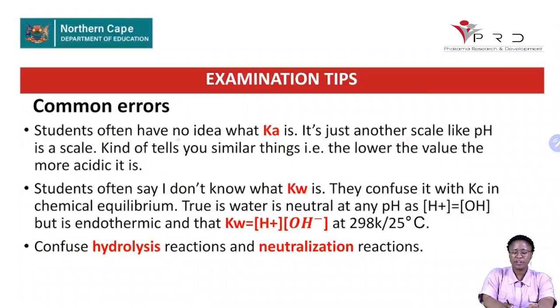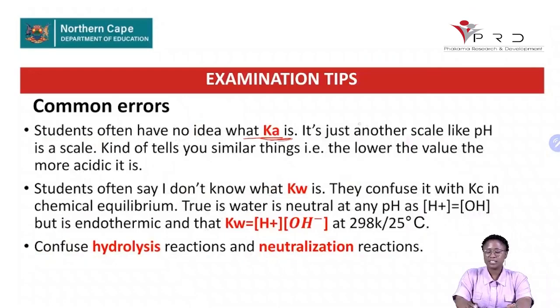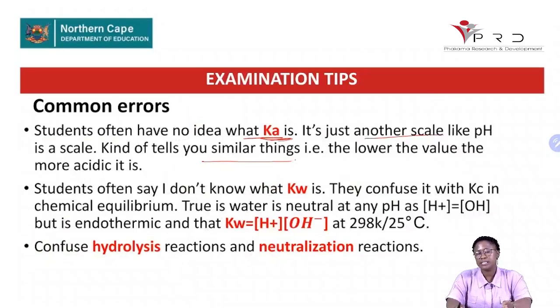Another one is that students often have an idea that the Ka is just another scale like the pH scale, or it actually tells you similar things, like the lower the value of the Ka, the more acidic the substance is. So Ka is not really an equilibrium constant like in chemical equilibrium, or like in rates of reaction, where you need to calculate the Kc. No, we are actually looking at how the pH scale relates to the solution that we are given. Is the Ka value greater? If it's greater, it's basic. If it's lower, it's acidic.